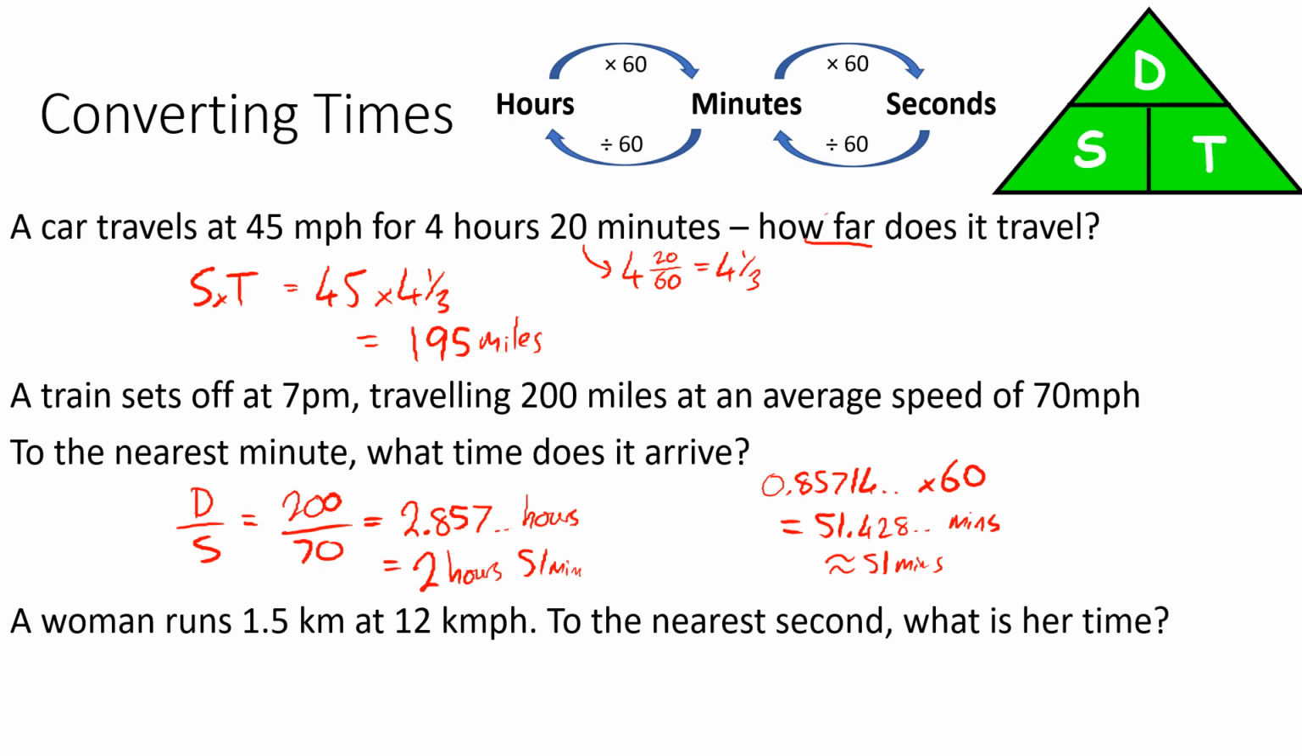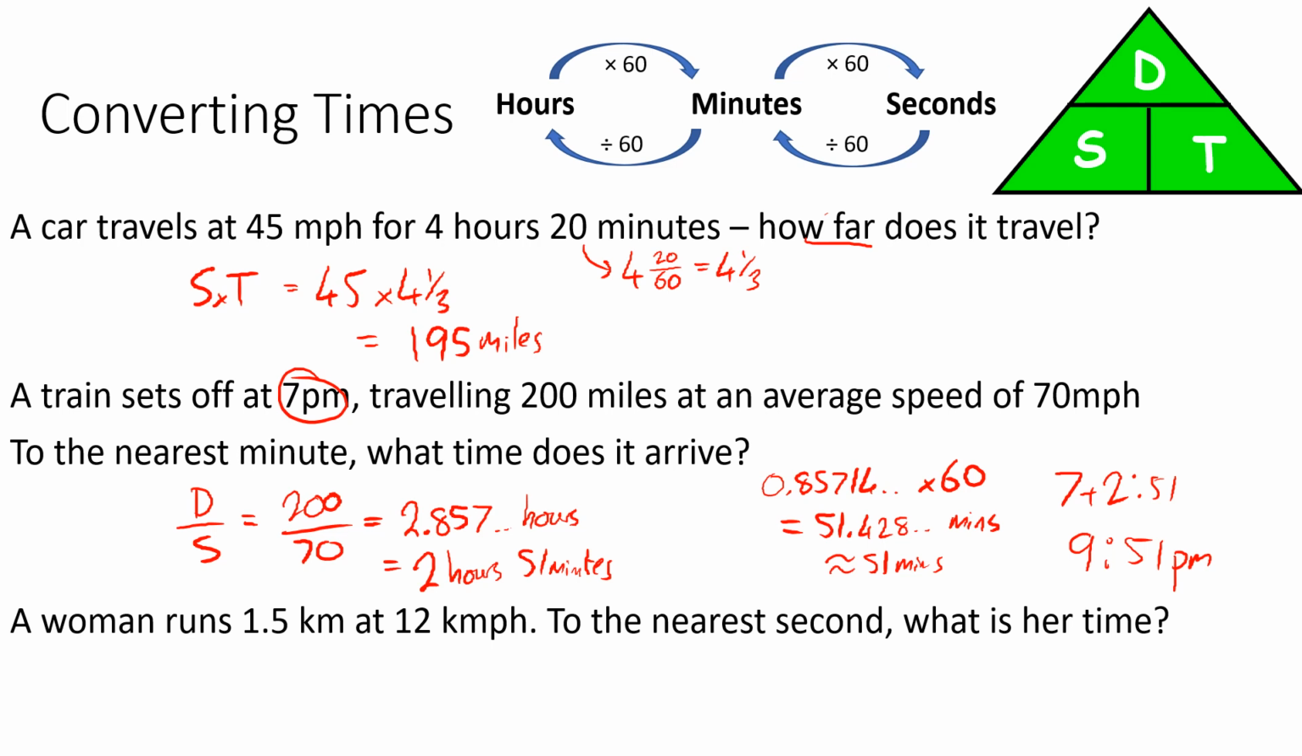Now, does that answer the question? No, because it says it sets off at 7. When does it arrive? We're going to need to add this 2 hours 51 onto it. So 7 plus 2:51, it's going to give us 9:51. Specifies PM, so 9:51 PM. So that's the sort of thing I mean. People will be a bit lazy when they do those sort of conversions. Just make sure that you're thinking about times and dividing by 60.